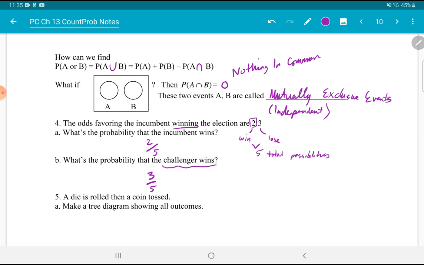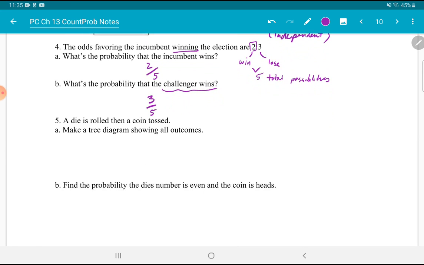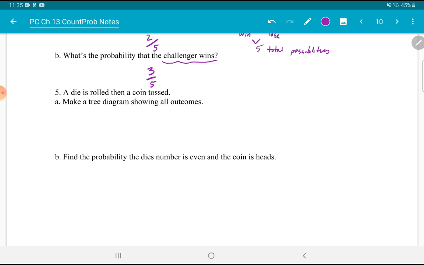Okay. Number 5. A die is rolled, then a coin is tossed. Oh, this is a bit of a different problem. Notice how we now have two unique scenarios. One is dealing with a die, and the other is dealing with a coin. But we can still set up our problem the way that we had in the past. Many ways to set up probability problems is by using, let's say, tree diagrams, right? You can do tree diagrams with this.